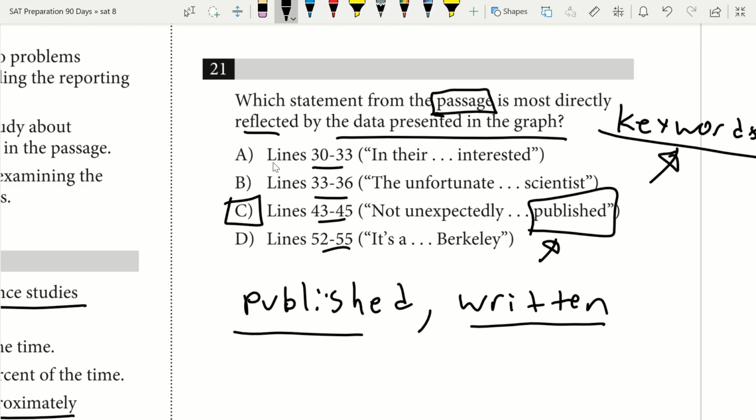You should always go back to the lines and make sure that it is indeed your correct answer, just in case. But it does provide you a great place to start, because now that you've seen that C is the correct answer, you don't have to read B, you don't have to read A, and you don't have to read D. So that's going to save you a lot of time on the reading section. So hopefully this video is helpful.